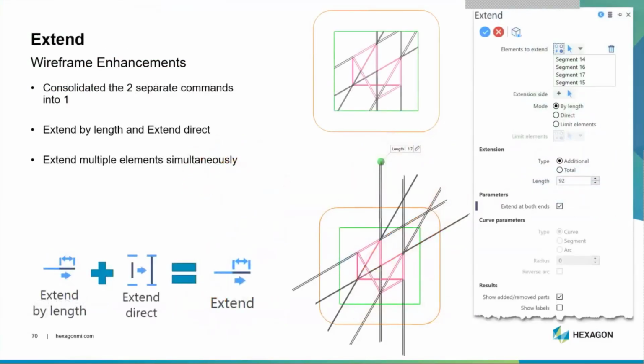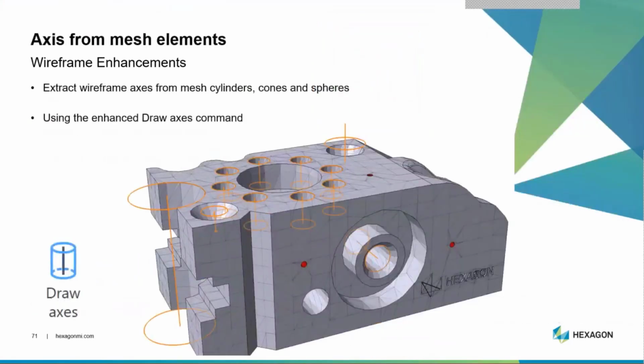We've enhanced the extend command. So we've consolidated two commands here. The extend by length and extend direct have been removed and replaced with this one more powerful extend command. And we've also added the ability to extend multiple wireframe elements simultaneously. We can also extract wireframe axes from mesh bodies now, cylindrical mesh bodies, using the draw axes command, whereas before we couldn't do it for mesh as it had to be analytical surfaces.